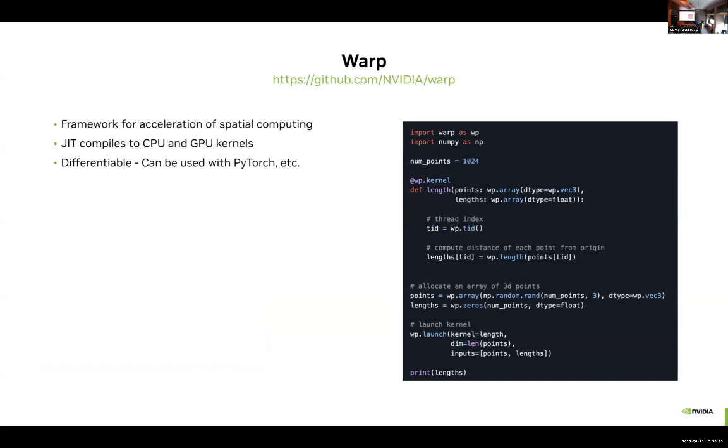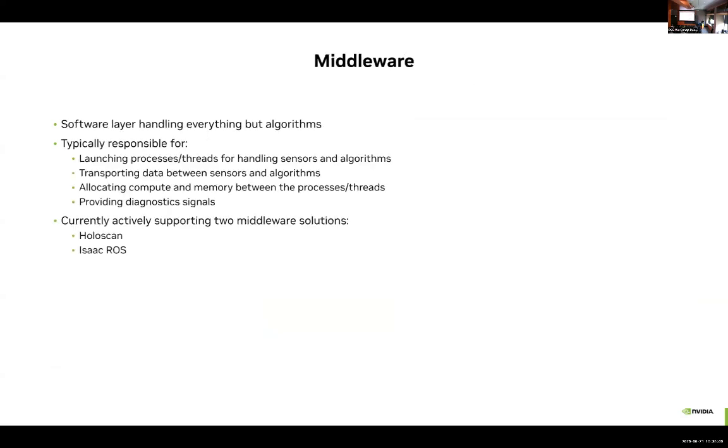Something that I've handwritten, like a full SLAM system, and offloaded it. This makes it so much easier. As I mentioned, middleware. Middleware is quite complex. It's about launching processes and threads, handling sensors, transporting data in between, allocating compute and memory between the different processes and threads, and of course, providing diagnostic signals.